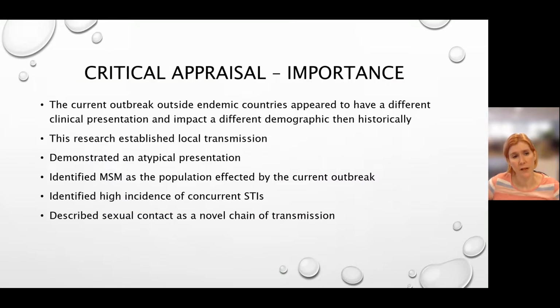So the importance of this study: the current outbreak outside endemic countries appears to have a different clinical presentation and impact a different demographic than historically. This research established local transmission, demonstrated an atypical presentation, identified men who have sex with men as a population affected by the current outbreak, identified high incidence of concurrent STIs, and described sexual contact as a novel chain of transmission.